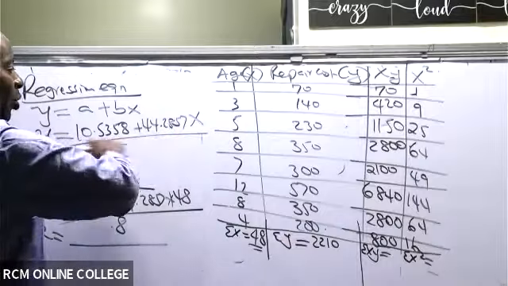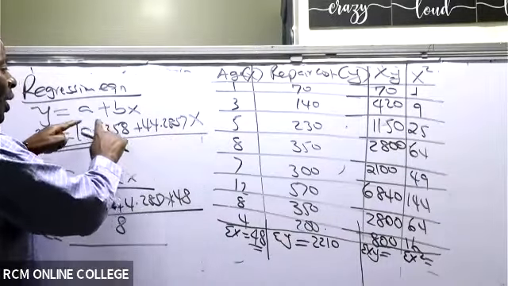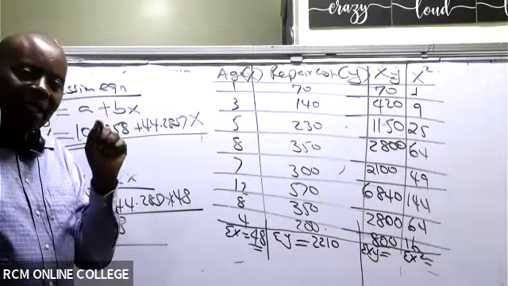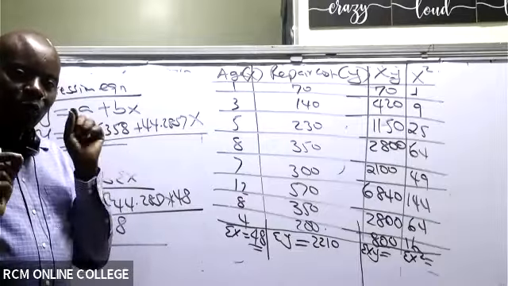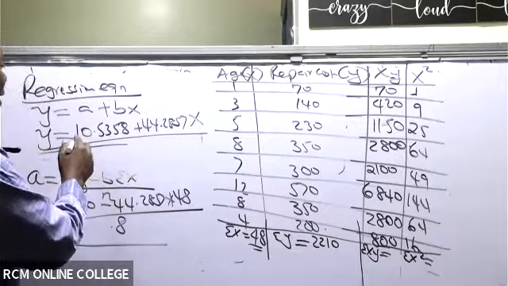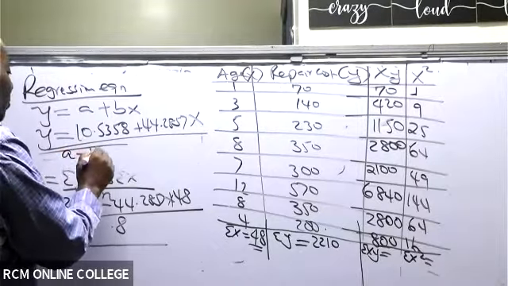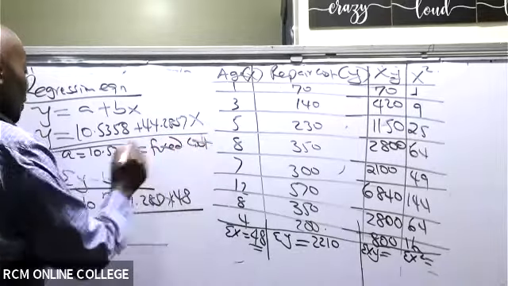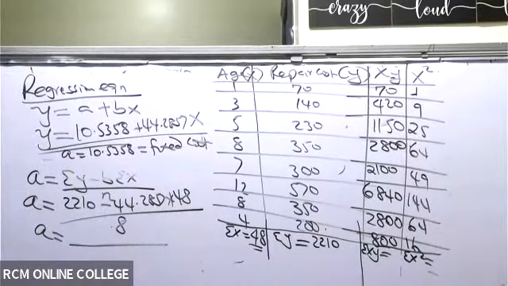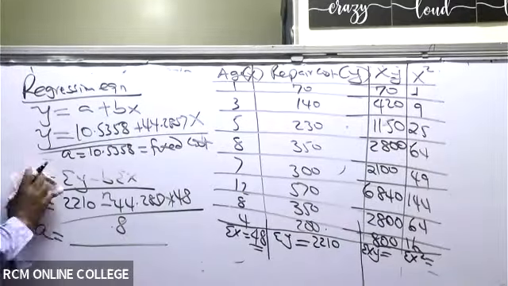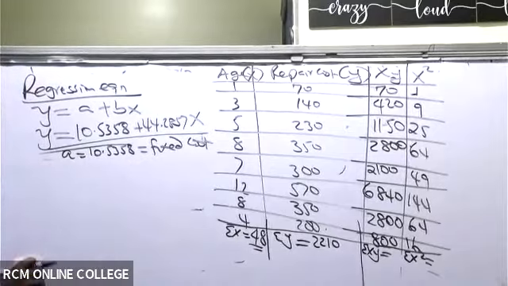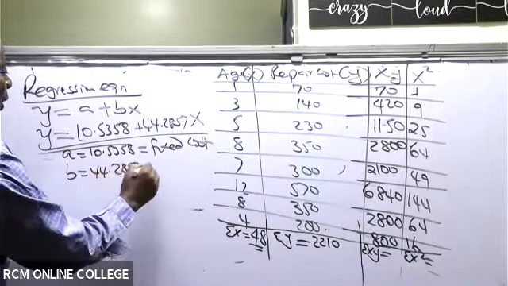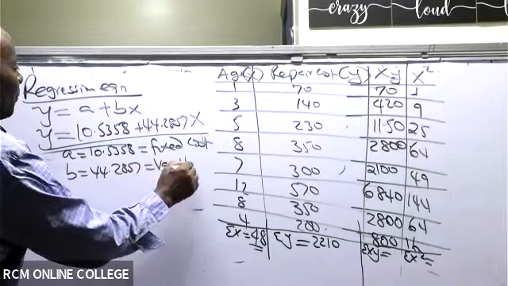Remember, all these are repair costs. But if you remember very well, this A is the fixed cost, the one that does not depend on X. It doesn't matter the age. So we have two types of cost here. So A is 10.5358, which is the fixed cost. And then of course we have B. B is 44.2857, which is the variable cost.